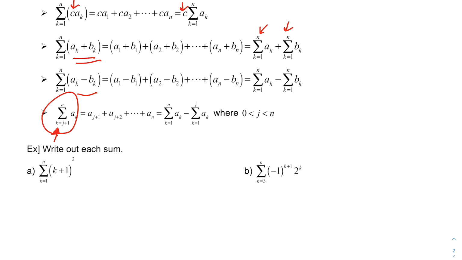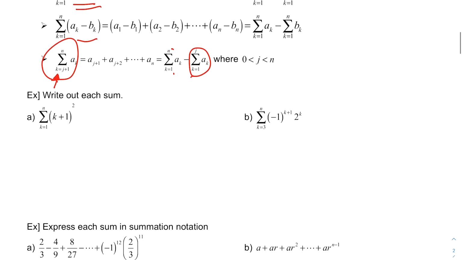And this one is a little bit weird. What it's telling us is if you don't start with the first one, but you want to use a formula, what you can do is go from 1 to n and then subtract away what you don't want. So we'll be using this formula a little bit later in the notes. So let's just practice writing out sums.